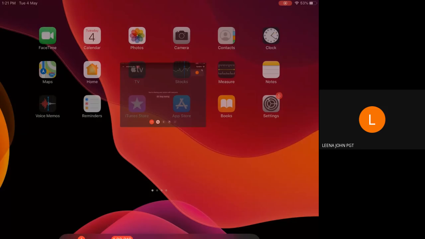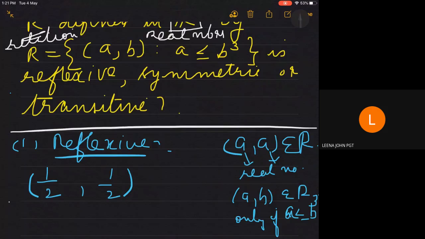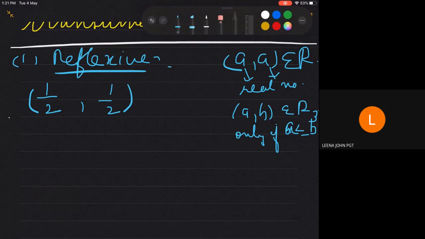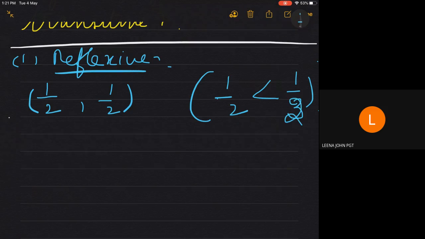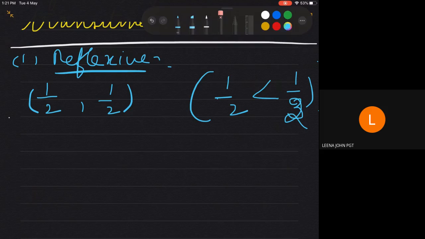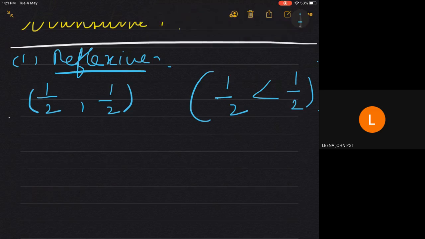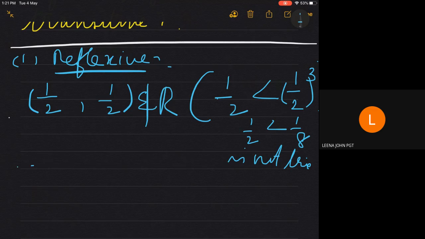So whether (1/2, 1/2) is present in R or not. What you need to check? You have to check the inequality. What is the inequality? 1/2 less than or equal to (1/2) cube. Is it true or not? It is not true, because 1/2 less than 1/8 is not true. That means (1/2, 1/2) is not an element of R. So R is not reflexive.